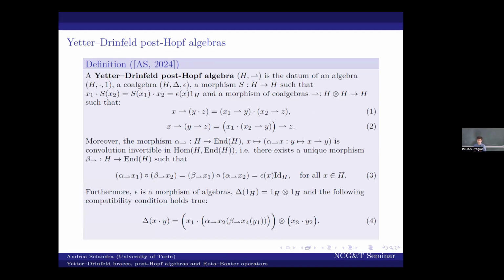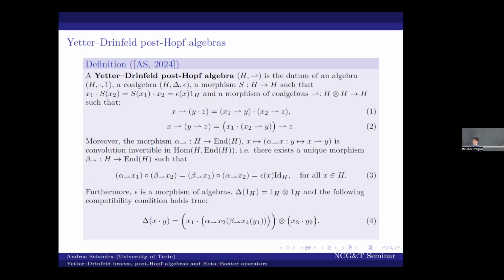So we can define a Yetter-Drinfeld post-Hopf algebra as just a datum of an algebra which is also a coalgebra. So for the moment, H is just an algebra and a coalgebra, equipped with a morphism S, which is substantially an antipode, so it satisfies this condition. In fact, we don't need a braiding to define this. So it is an algebra, a coalgebra with a map S that satisfies this.